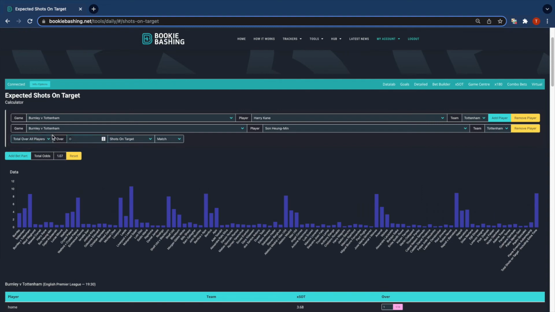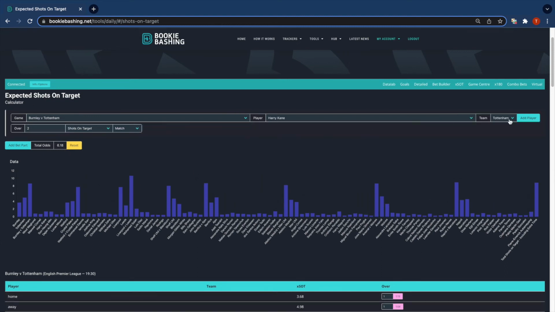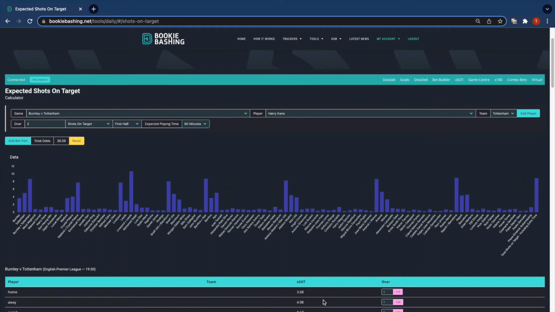We could have the total over both players, 3 or more shots on target. The odds of that tonight is 2.45, so we can include that. If we take Son out of the equation, we can even have a look at Harry Kane to have over 2 shots on target in the match. In the first half is 42.13. We can change his expected playing time, which will change the calculation. Oddly, actually, as you change it down to 85 minutes, the odds get better. And that's because he's condensing more of his shots on target into the first half there from the same expected shots on target.